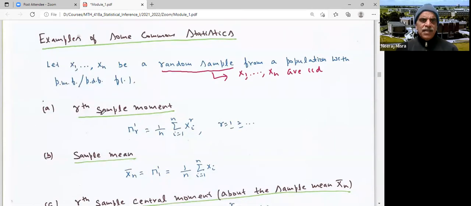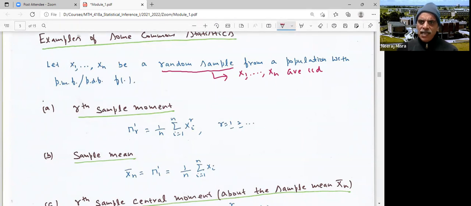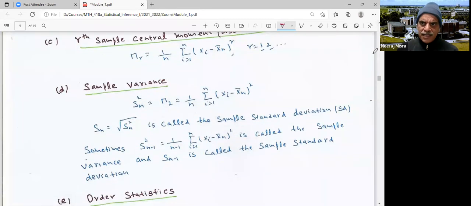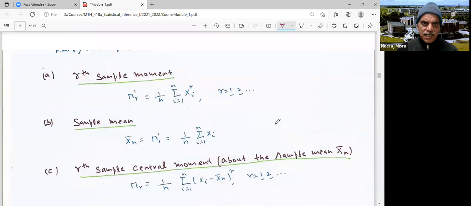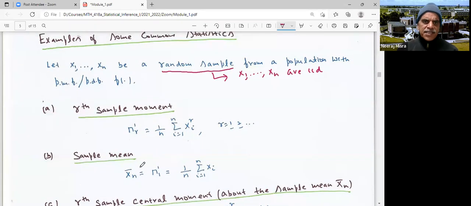The first sample statistic is the rth sample moment, which we denote by m_r prime, which is the average of xi to the power r. r can be 1, 2, 3, and so on. So this is how we define the sample moment. Then we define the sample mean, which is nothing but the first sample moment.